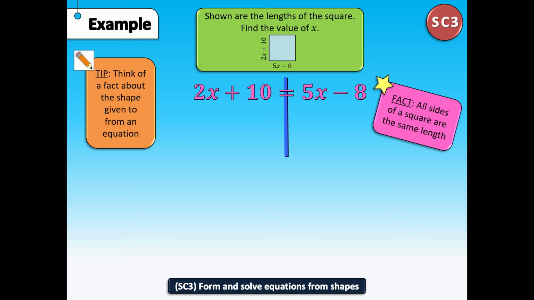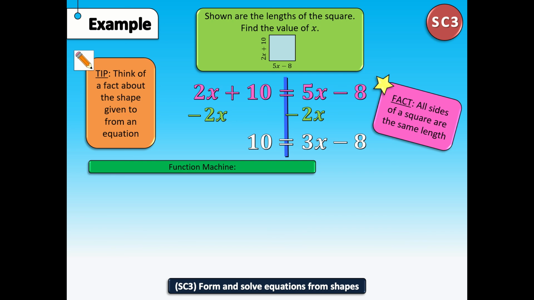We start by looking at the smallest x, so that's 2x. So we take 2x off both sides. That leaves us with 10 on this side and 3x minus 8 on this side. So now we've got an equation that we need to solve.